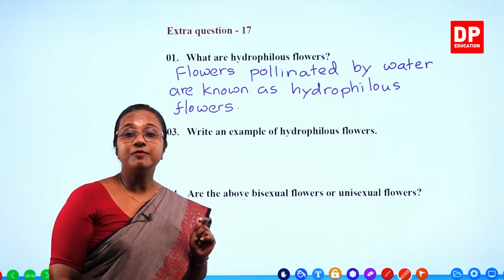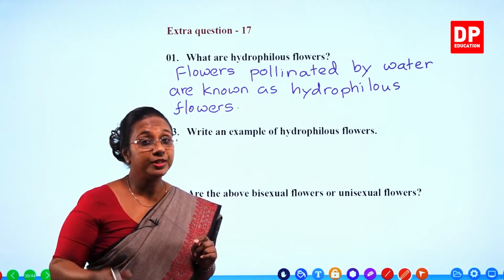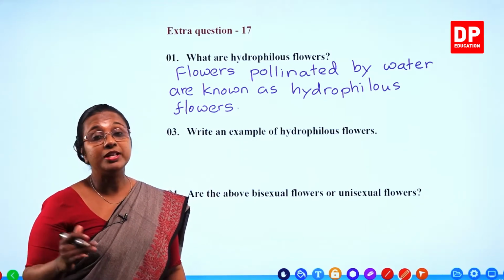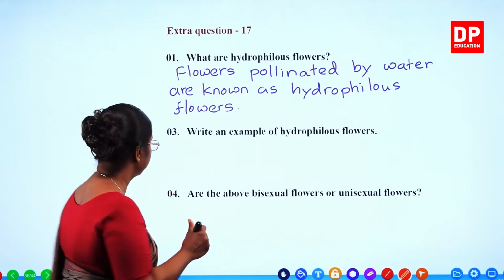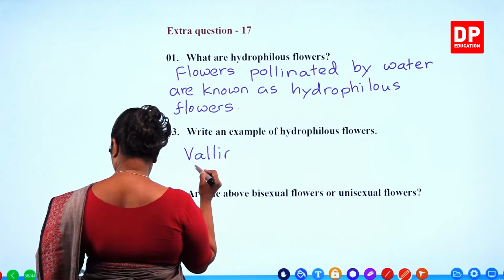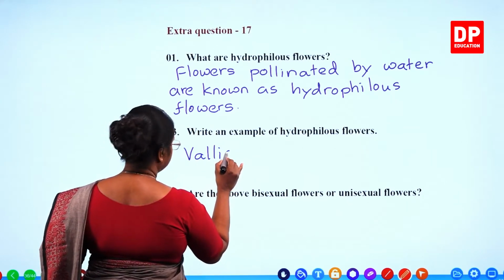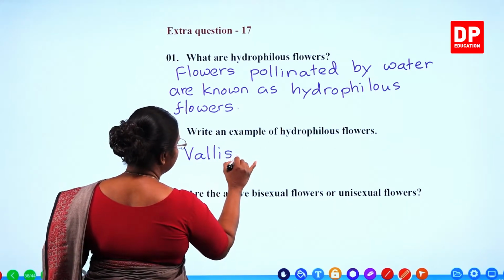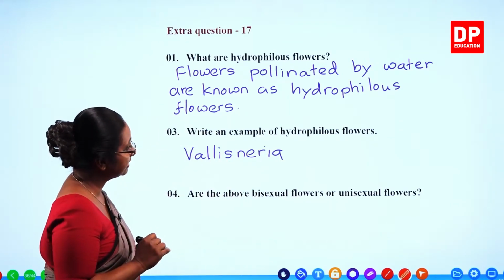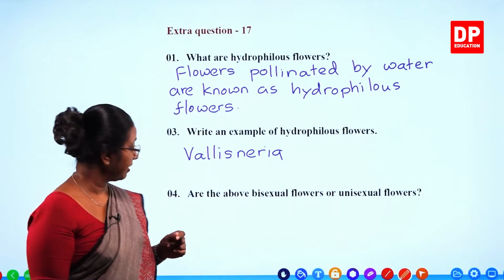Write an example of Hydrophilous flowers. You all know the plant Vallisneria. It is an aquatic plant. So their pollination occurs by water. Vallisneria is an example of Hydrophilous flowers.